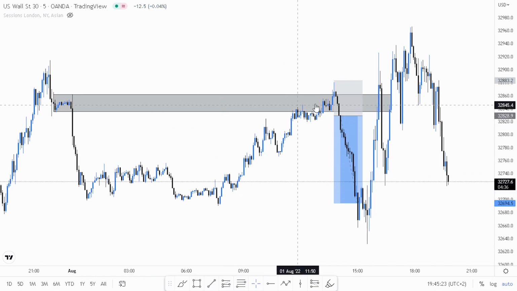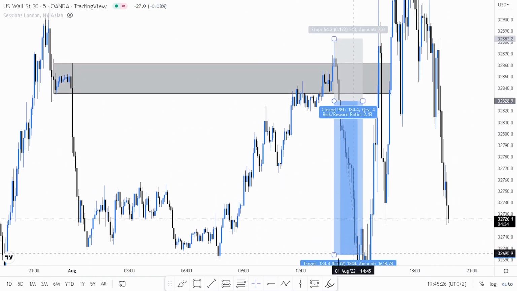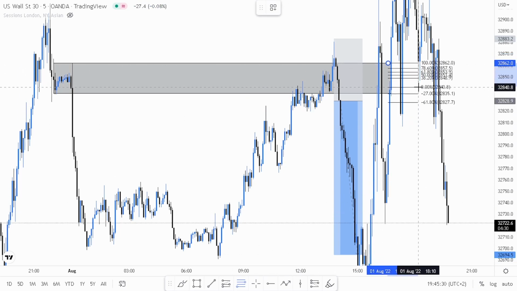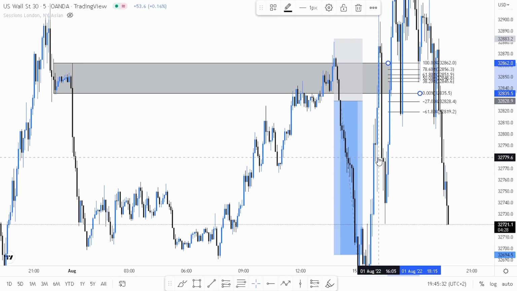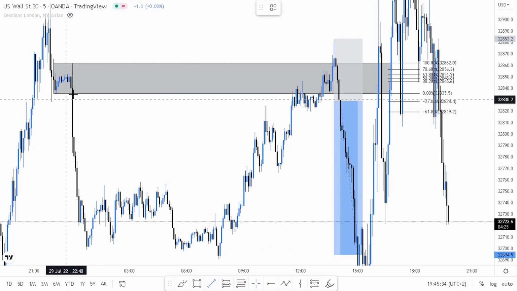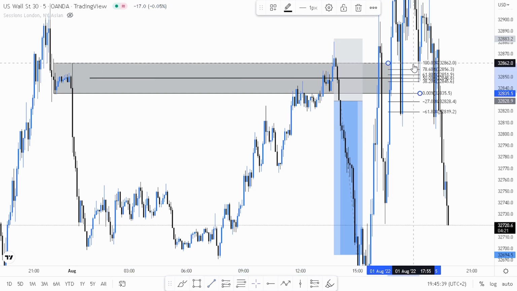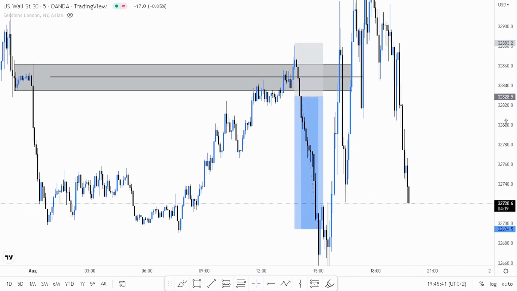The initial entry at the 50% of our supply zone, we missed because I was in class, guys. I was in class. Yeah, I'm looking to make more money and then drop out. So yeah, guys, I was in class.